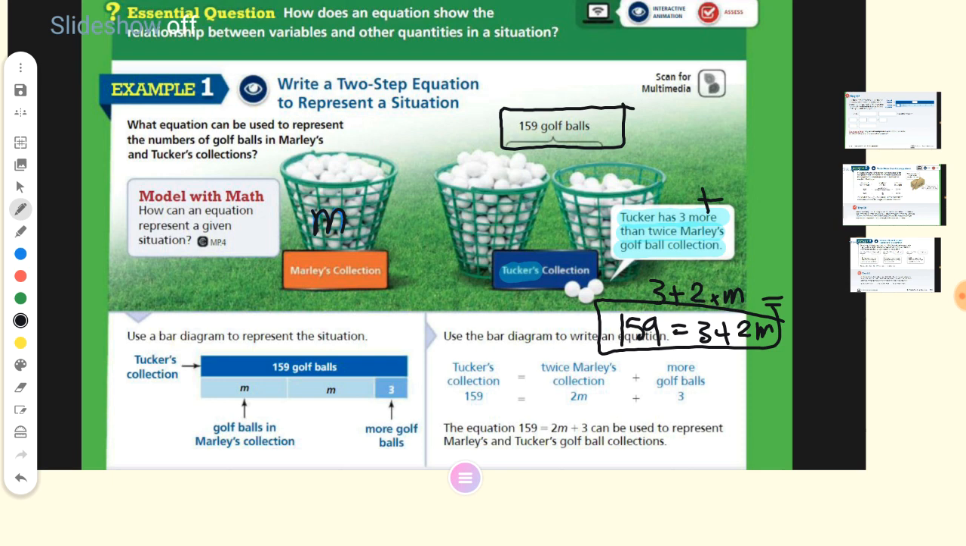Okay, this is an equation because I have a left-hand side, a right-hand side, and an equal sign in the middle. So it's an equation. We converted the word problem to an equation. Let's take another example.